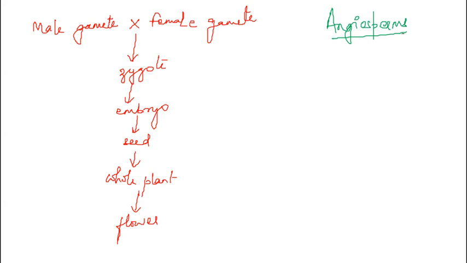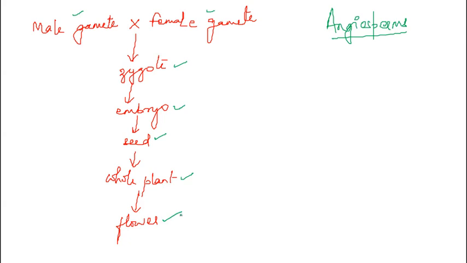Like fertilization happens in animals, a quite similar process is seen in plants also, where the male gamete and the female gamete will fuse and form a zygote. Zygote will form embryo. Embryo will form seed. Seed will give rise to seedling, and ultimately the whole plant will develop. Since we are talking about angiospermic plants, the plant which is formed will show flowering.